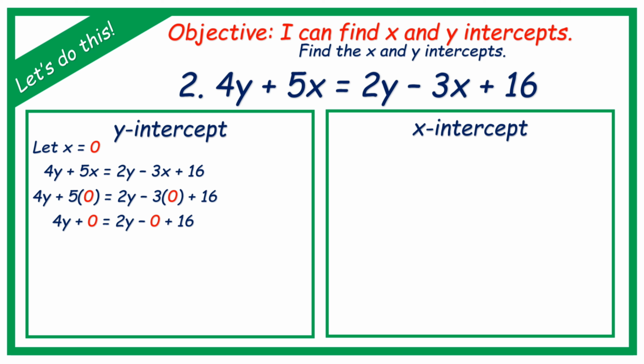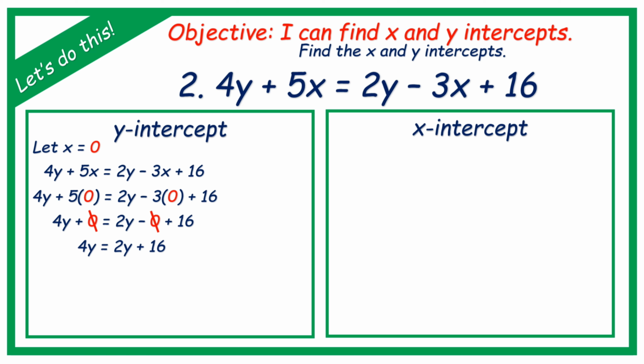See? We just multiply 5 times 0, we have 0. 3 times 0, we have 0. So we have now 4y plus 0 equals 2y minus 0 plus 16. Okay, and if you have 0, you add nothing, you subtract nothing, we simply cross it out, cancel it. Then copy the remaining variables or numbers. So we have 4y equals 2y plus 16. See? Easy. You can do it.